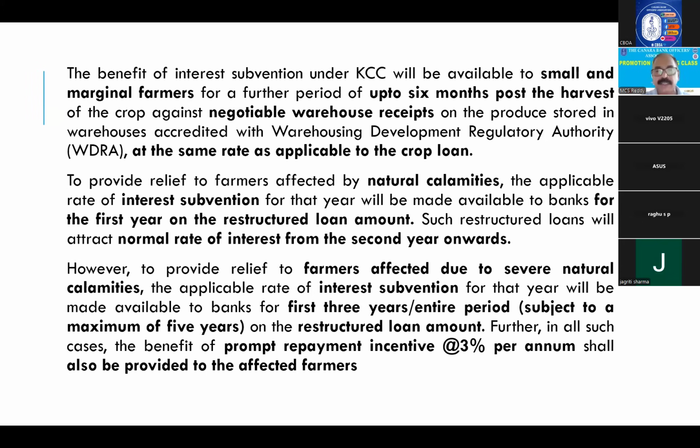In such cases, the interest subvention, both 1.5 plus 3%, it is eligible. What period? First 3 years, or if you are giving restructuring for more than 3 years, means entire period. Say you have restructured for 5 years, so entire 5 years it will get, maximum of 5 years. Suppose if you are restructuring for 7 years, then interest subvention only for 5 years it will come. So in case of severe natural calamities, interest subvention will come normally 3 years and maximum 5 years, both 1.5% and 3%. Right? So these are subvention points.